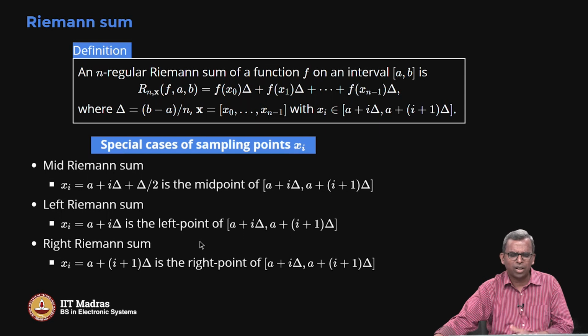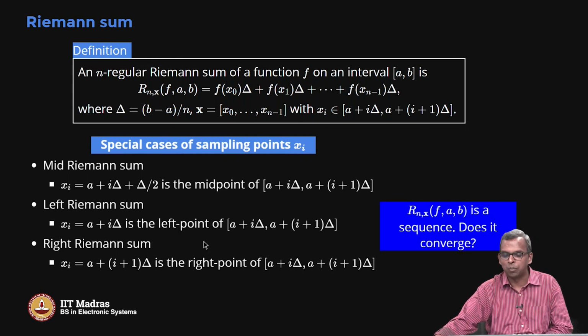All three I can do. In fact, you can do anything, a plus i delta plus delta by 4, or 3 delta by 4. Any point you want you can take there. But I'm going to illustrate with only these three. And it turns out it doesn't really matter. You can pick any function, any point you like.